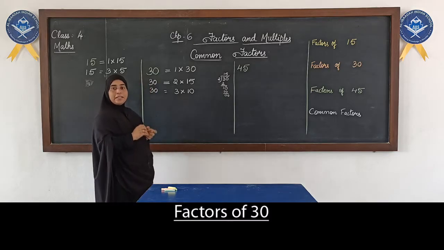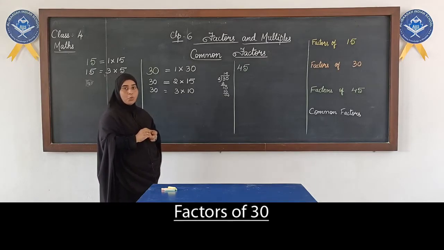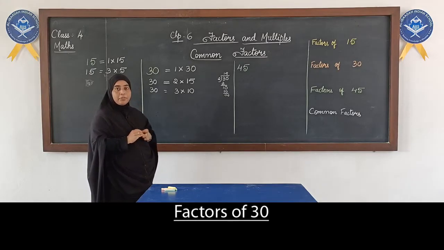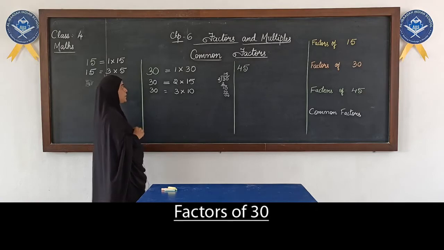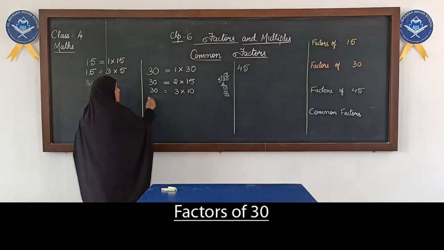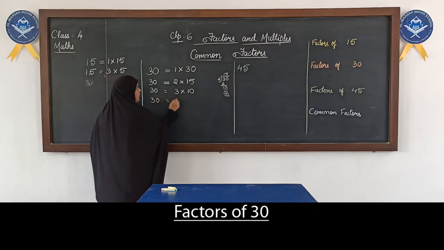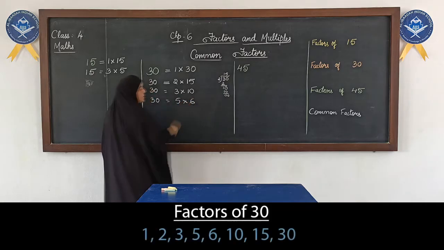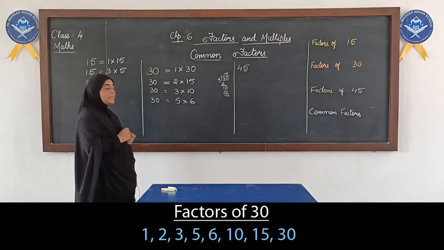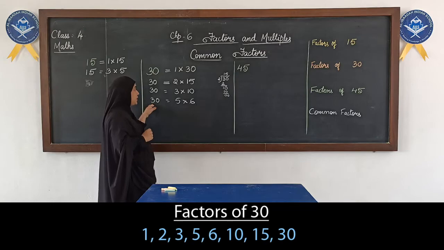4. Do we find 30 in the table of 4? No. 4 is not a factor of 30. We don't find 30 in the table of 4. 5? Yes. 5 into 6 is 30. So, 5 and 6 are both factors of 30.